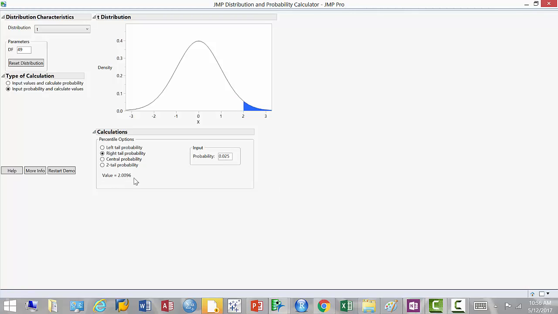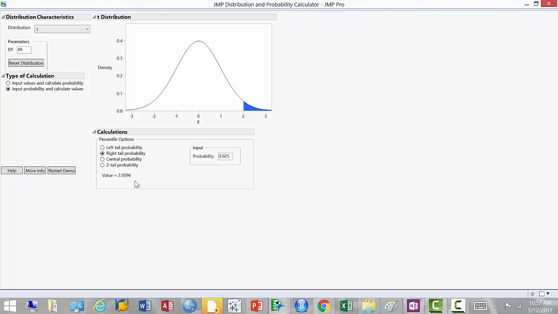Okay? Now, remember we discussed that plus or minus 2 standard deviations away from the mean gives you 95%, right? So we choose to use 95% confidence. So therefore, number of standard deviations should be approximately 2, right? Is it? Value is 2.0096.